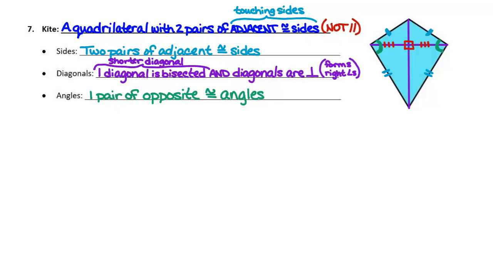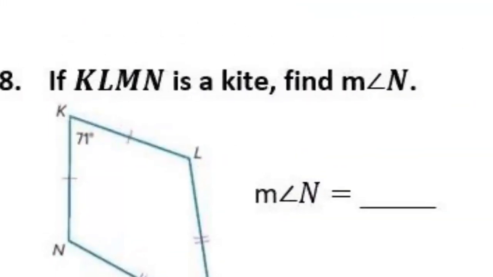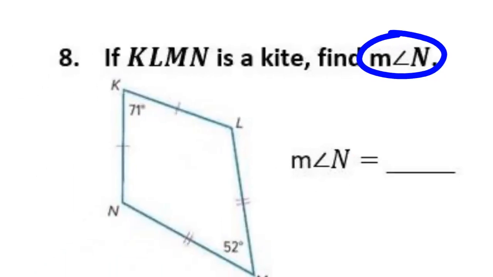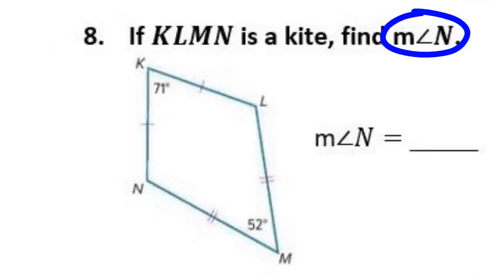So down at the bottom, we've got 8, 9, and 10. In problem number 8, it tells me that KLMN is a kite, and they want me to find the measure of angle N. I know a kite has one pair of opposite congruent angles. Is that going to be K and M as my congruent angles? N and L. K and M are not congruent because K is 71 and M is 52. So these are my congruent angles here.